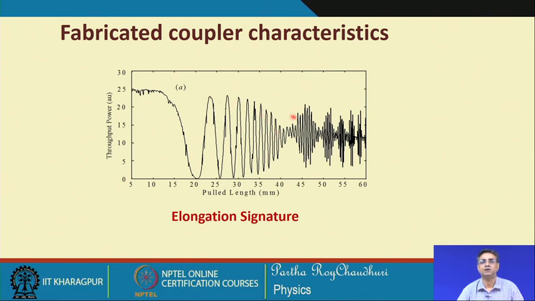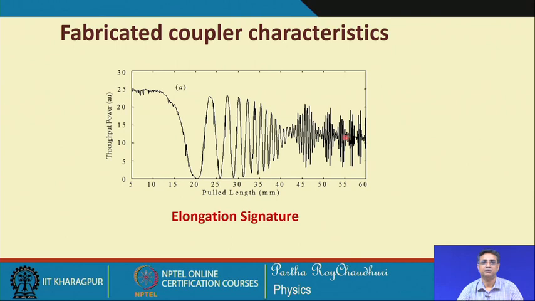This is because of the polarization nature, because when the two fibers are fused together, if you look at the cross section, there is a form birefringence, a geometrical birefringence. Along one side the width is more, along the other side the width is less, and because of that there is a polarization interference beating, and these are the modulations.